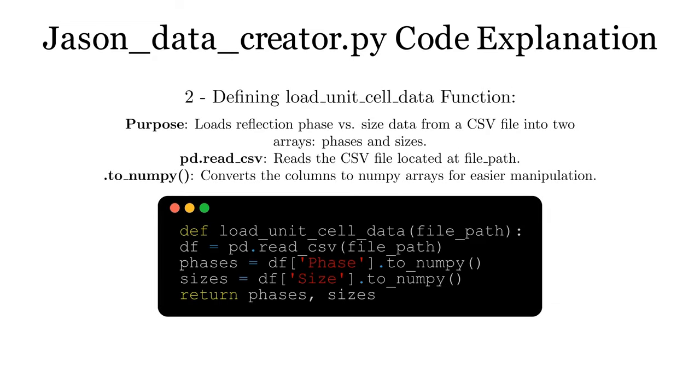Step 2. Defining load_unit_cell_data function. Purpose: loads reflection phase versus size data from a CSV file into two arrays, phases and sizes. pd.read_csv reads the CSV file located at file_path. .to_numpy converts the columns to numpy arrays for easier manipulation.